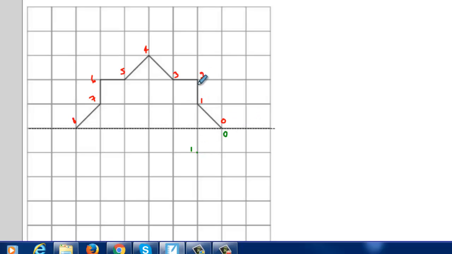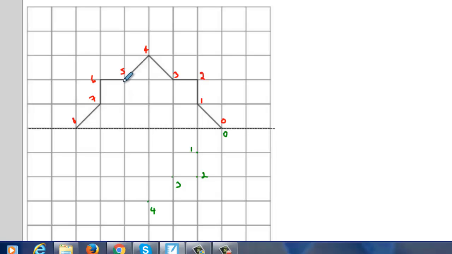Continue with number 2. Number 2, it's far with 2 units above. That means I need to go 2 units below and insert the number 2. What about number 3? How far from the axis of symmetry? 2 units above. That means 2 units below. It's gonna be number 3 in green. What about 4? It's 1, 2, and 3 units above. That means I go 3 units below and I name this number 4.